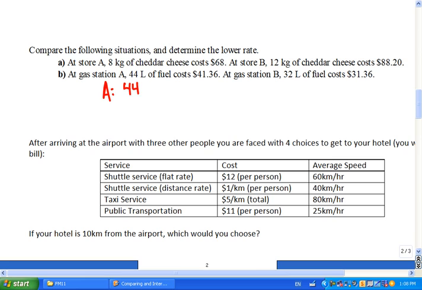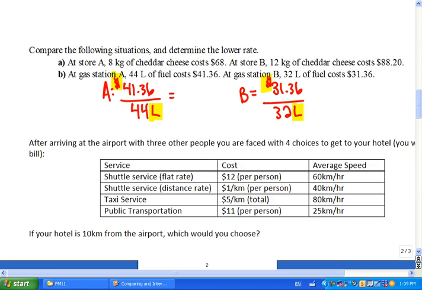So let's fix it. It'll be $41 and 44 liters. And so now I'm in dollars per liter. And from gas station B, I would have $31.36, and that's 32 liters. So again, my units are now in dollars per liter. So let's see what happens here when I compare. Did gas station A win this time?